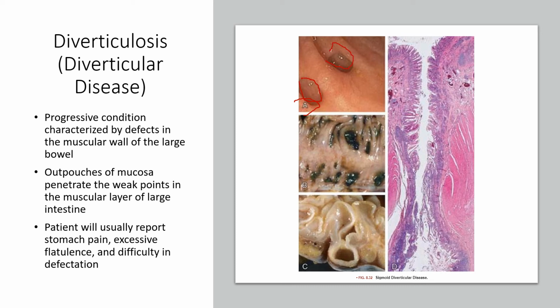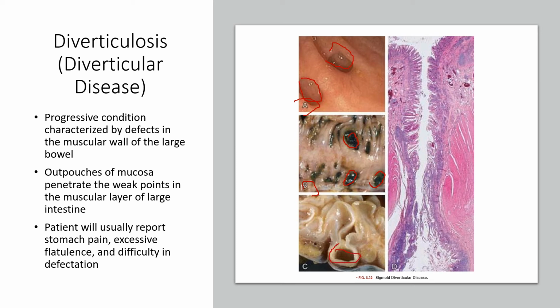Compare that with B. Compare that with this picture here. This is a gross examination of a resected sigmoid colon that's showing regularly spaced stool-filled diverticula. So all of these are the stool-filled diverticula. Figure C is a cross-section showing the outpouching of mucosa beneath the muscularis propria. So this is the outpouching.